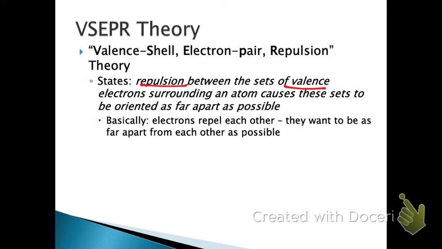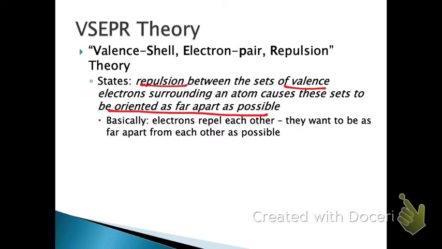Repulsion between the sets of valence electrons surrounding an atom causes these sets to be oriented as far apart as possible. The electrons within the bonds and within the lone pairs make those atoms spread out. They situate themselves so they're as far apart as they can possibly be. And there's a few configurations that are consistent. So the basic definition is electrons repel each other. They want to be as far apart as possible.